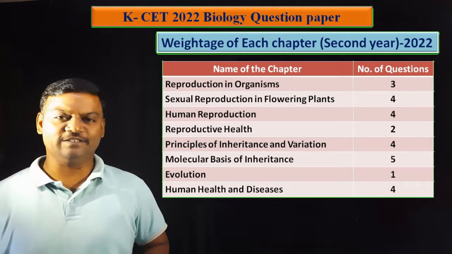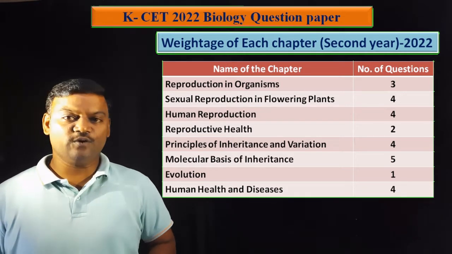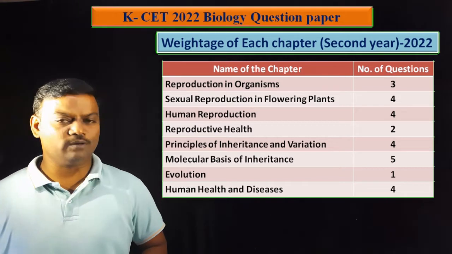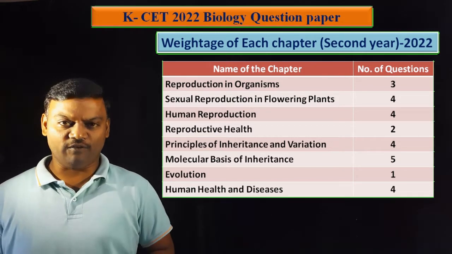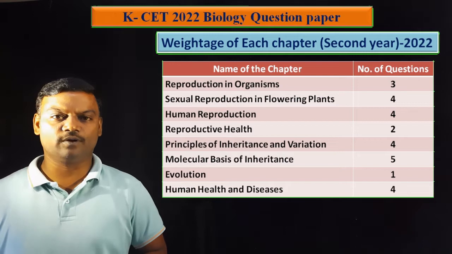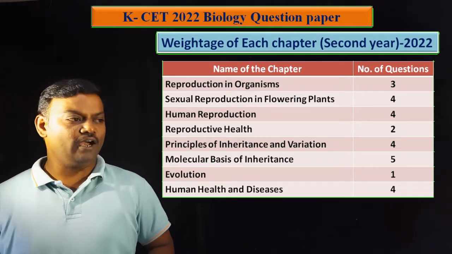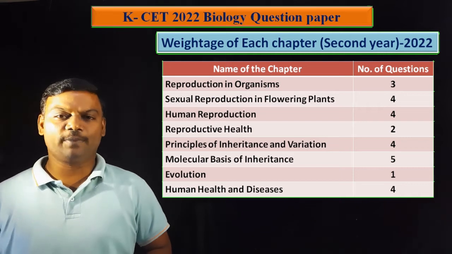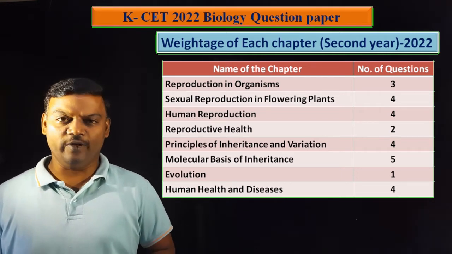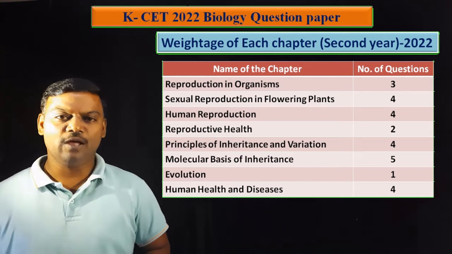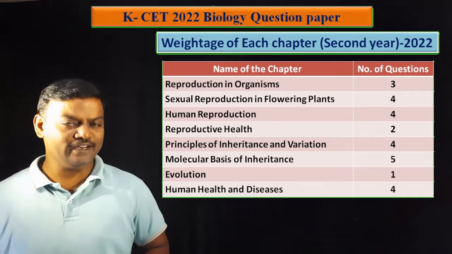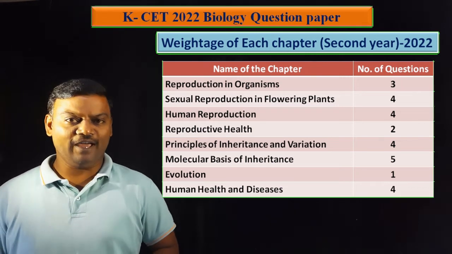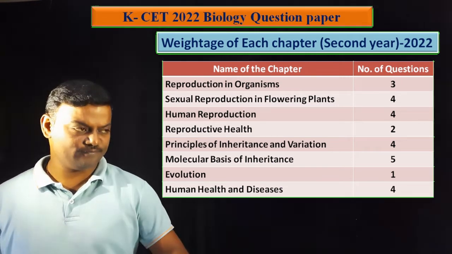Coming to second year, there are 3 questions from reproduction in organisms, 4 from sexual reproduction in flowering plants, 4 from human reproduction, 2 from reproductive health, 4 from principles of inheritance and variations, 5 from molecular basis of inheritance, 1 from evolution, and 4 from human health and diseases.